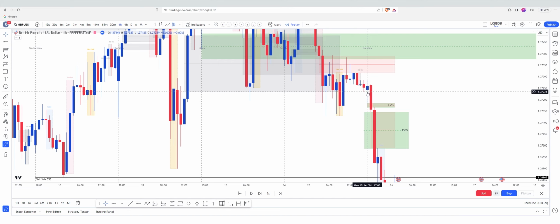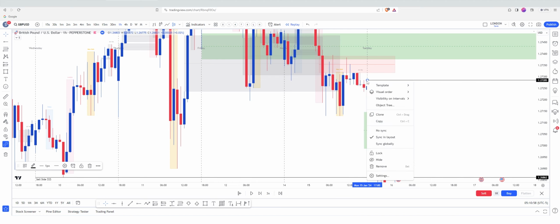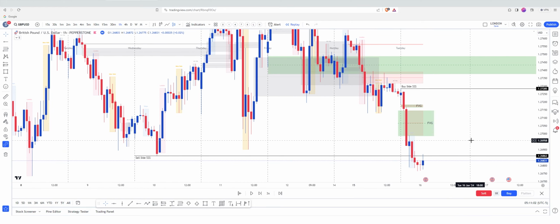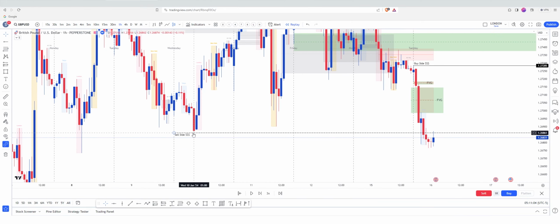In fact, is that a swing high? We have a swing high there. So right at the midnight open, at the 5 o'clock changeover, we do have a swing high for buy side liquidity at that point. We can see prior to the London session opening up, we have swept a daily low.